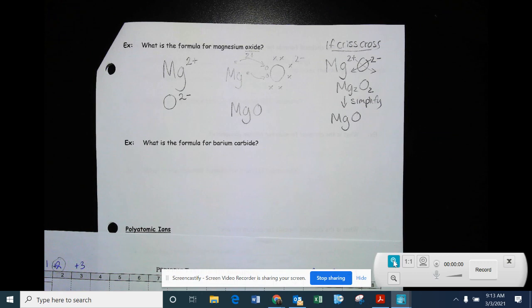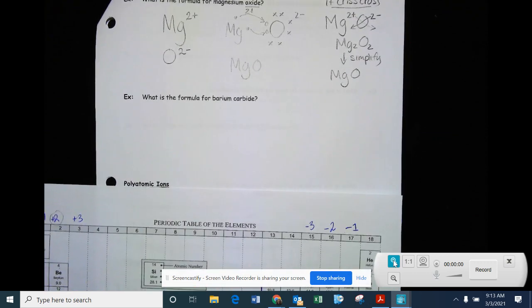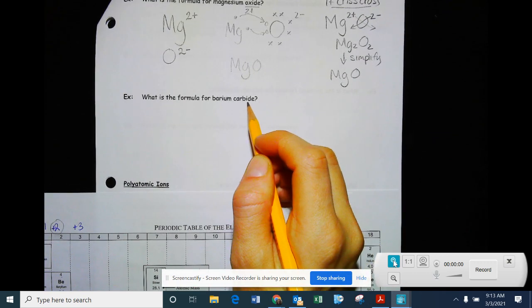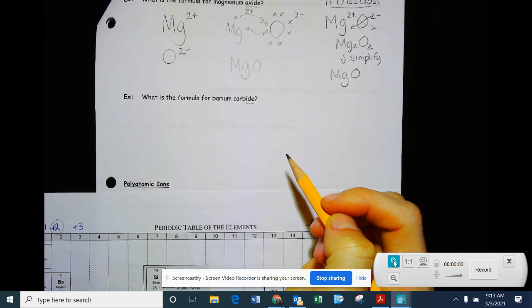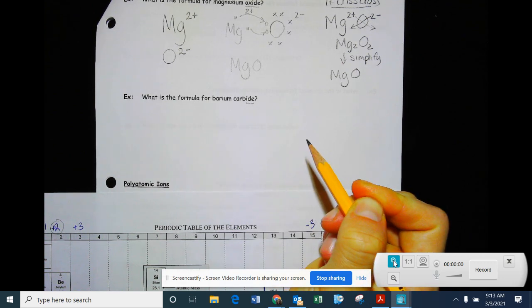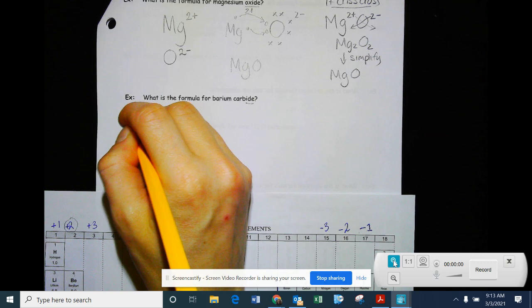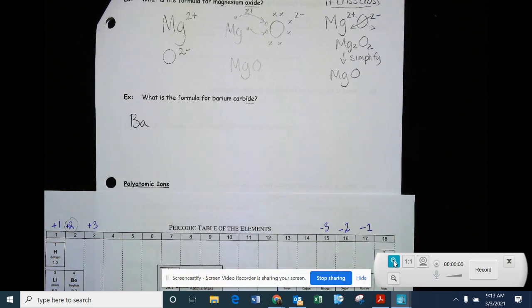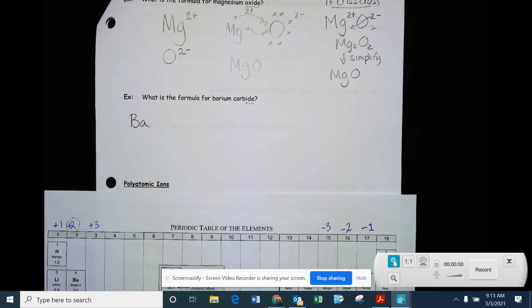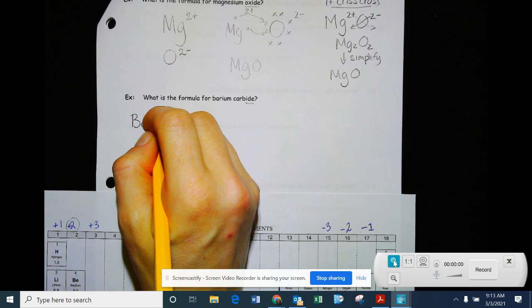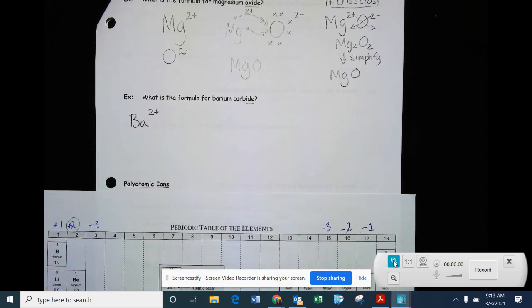So next one up is barium carbide. And do you all remember when you're naming things, changing the endings to IDE for the second one? Yeah? Okay, good. So barium is Ba. And what is the charge on barium after it ditches its electrons on the valence shell? Yep, awesome, 2+. Okay, and carbide, carbon.